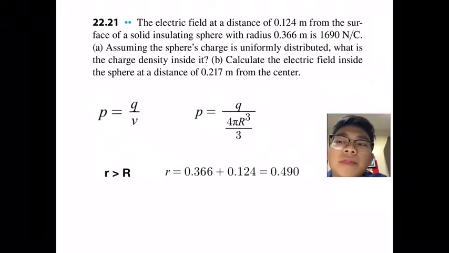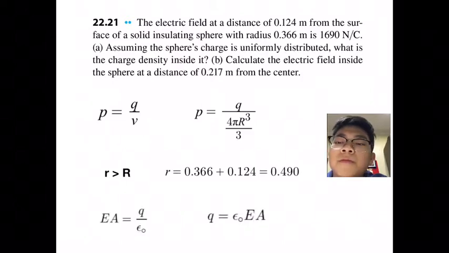Next, we can use the formula EA is equal to Q over E naught. This E represents the electric field, A represents the area, Q represents the charge, and E naught represents the constant, which is 8.85 times 10 to the negative 12th. Since we are trying to find Q, because we can substitute this Q into our previous equation, P is equal to Q over V, Q, which can be derived from EA is equal to Q over E naught, is equal to E naught times EA.